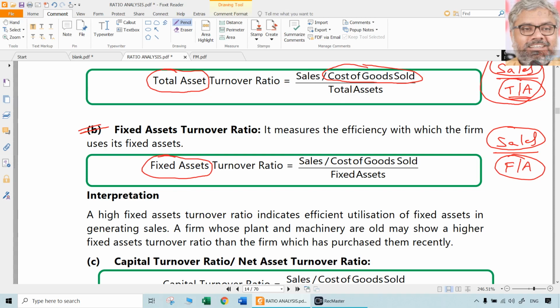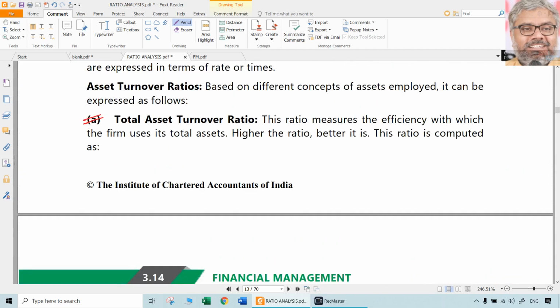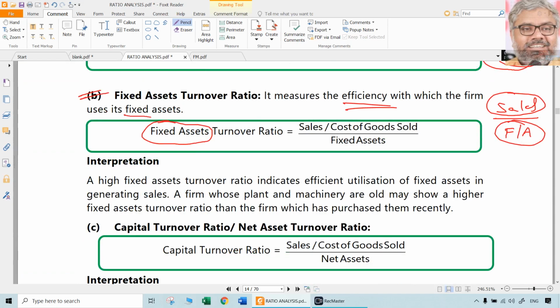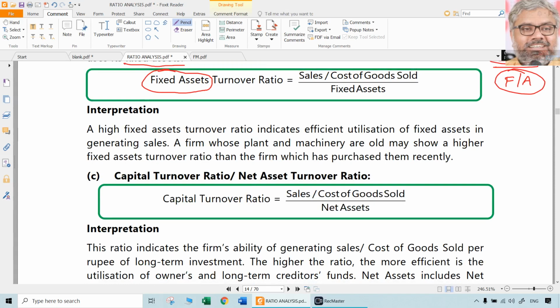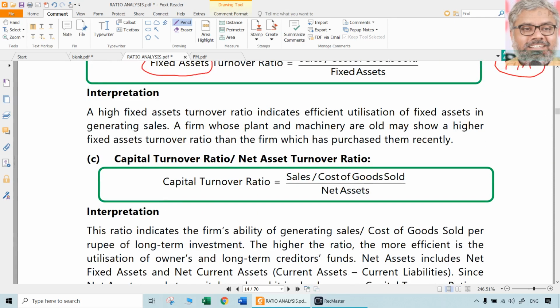That indicates a better performance of the organization, better efficiency with which the organization is using its assets. Total assets turnover ratio tells us about efficiency of the usage of total assets. Fixed assets turnover ratio tells us the efficiency of usage of fixed assets, as the name itself indicates. So numerator is same, denominator only changes. So higher the total assets turnover ratio or fixed assets turnover ratio indicates higher efficient usage of respective assets.